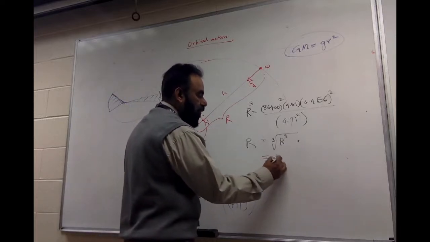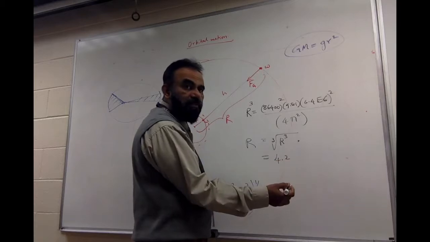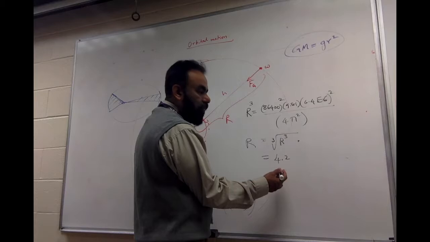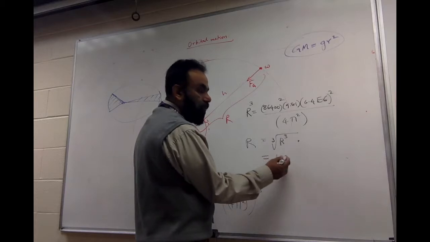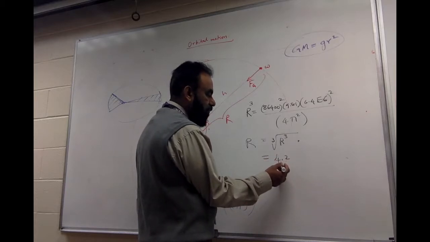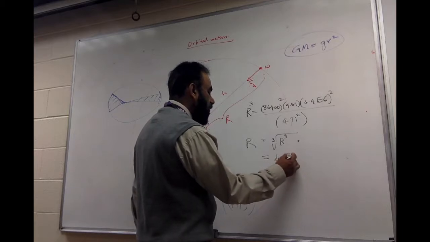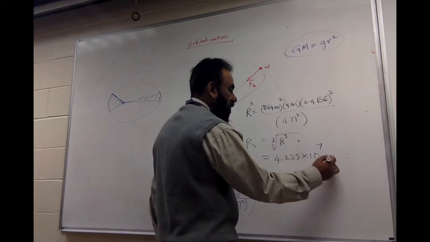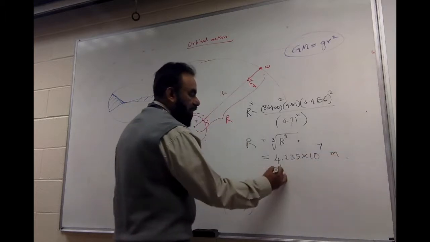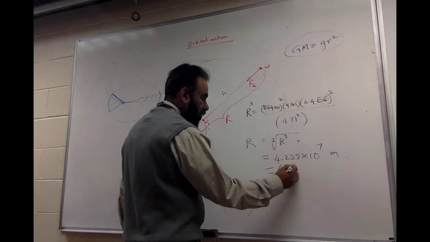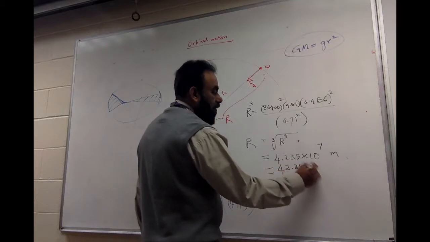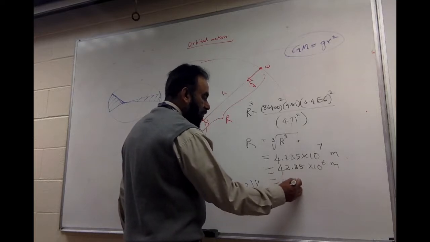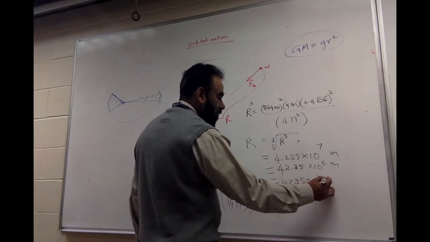And the answer should be 4.2, any more decimals? 2, 3, 4. I got 2, 3, 4. 4.234? 3, 5. Okay, 4.235 times 10 to the power of 7 meters, which is basically 42.35 times 10 to the power of 6 meters, which is 42,350 kilometers.